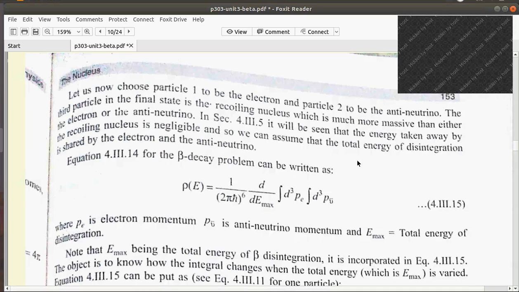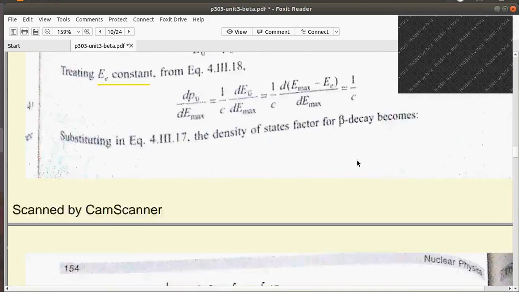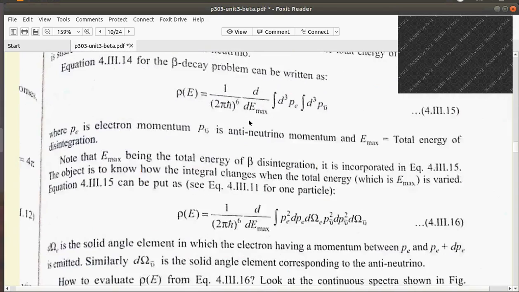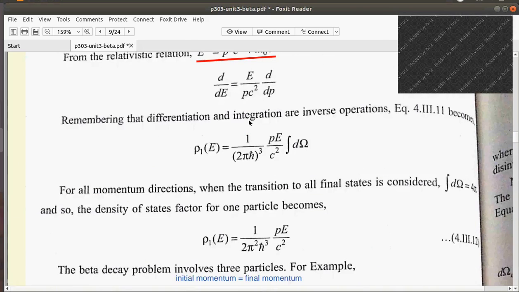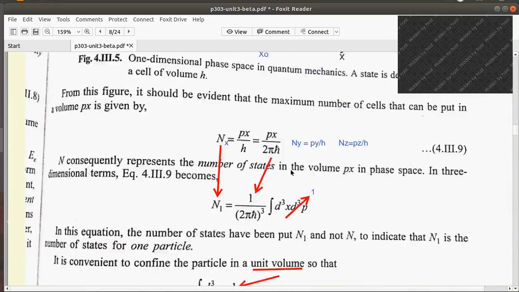Okay, this case, let us think. This expression you have right now is an expression for a 3 particle system, right: electron, proton and antineutrino. But if I say find the density of states for single particle system, then your problem is still here only. Okay, so this can be a 7 marks question.